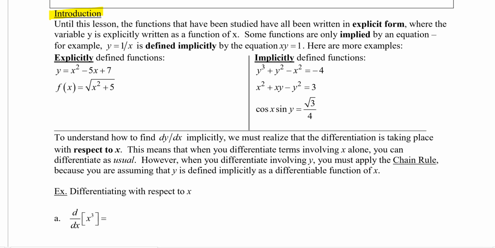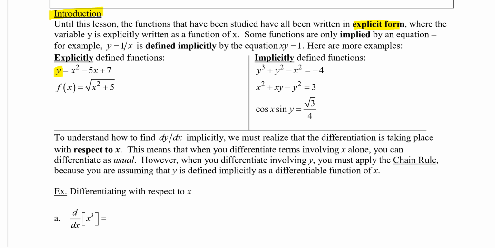Until this lesson, the functions that have been studied have all been written in the explicit form, where the variable y is explicitly written as a function of x. So these are examples of explicit forms of functions of x. So we have y is explicitly equal to x squared minus 5x plus 7.